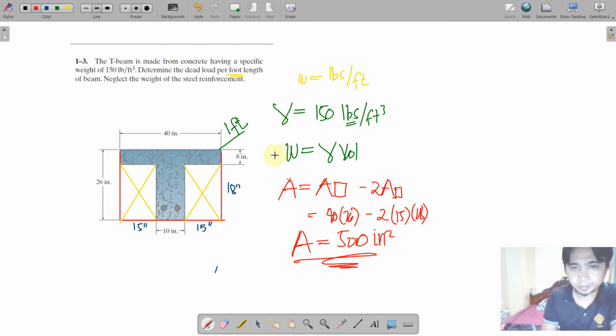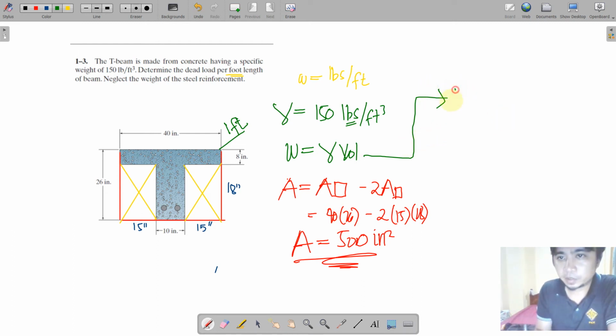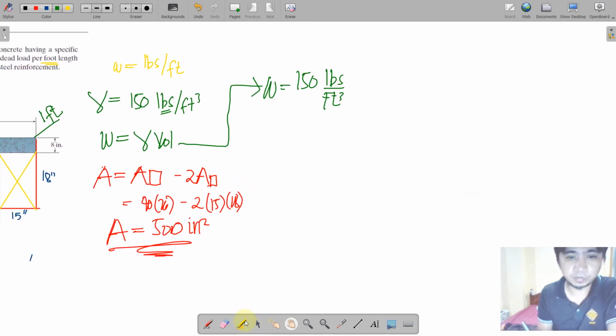We proceed to this one, to this formula. Okay, we have, what is the gamma? Say W is equal to 150 pounds per cubic foot. So we're going to multiply that by what? 1 foot, of course, because we are concerned per foot of length. So we're going to have here 1 foot. One of the foot here is eliminated. We still have square foot.